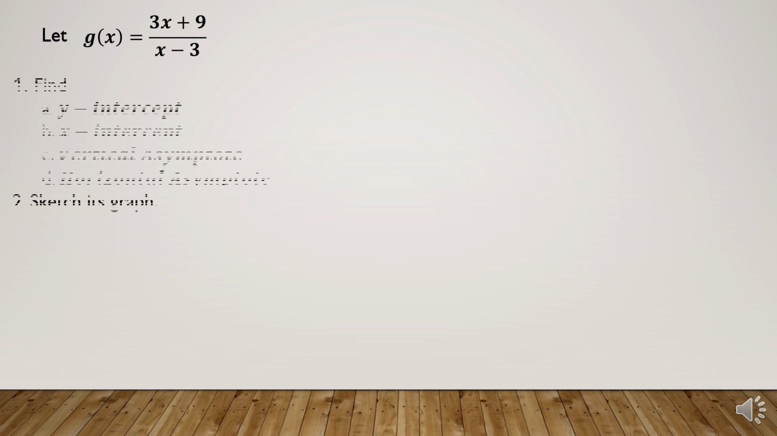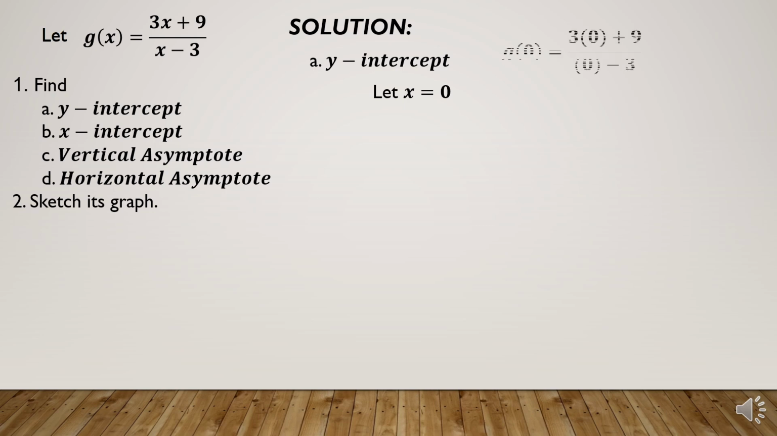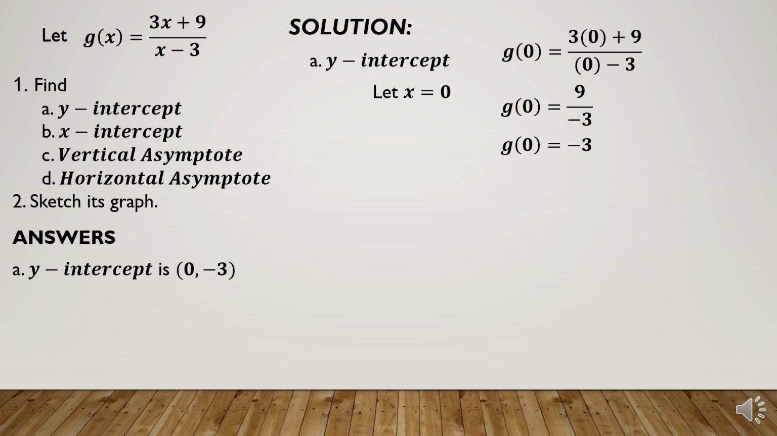Let us now use another function. So g(x) = (3x + 9)/(x - 3). Find the following and sketch the graph. So let us now find the y-intercept. We let x = 0. Then substitute to the given function. So we have g(0). Then simplify. So we have 9 over -3. Since we can still simplify this, therefore g(0) = -3. So the y-intercept is (0, -3).